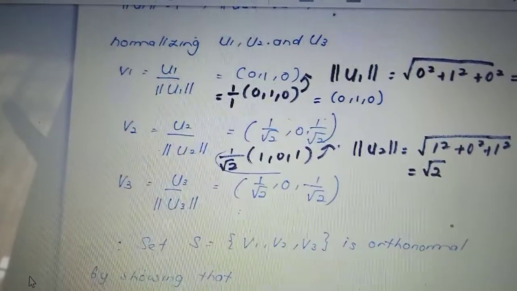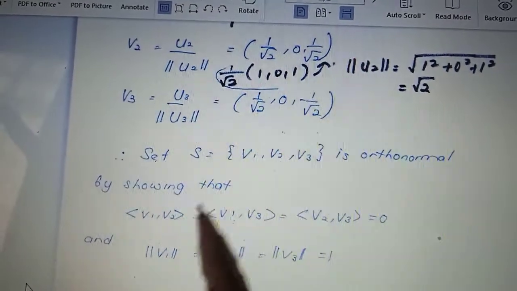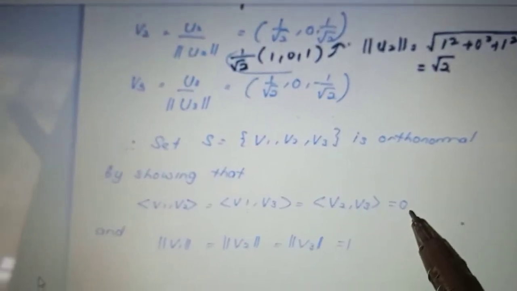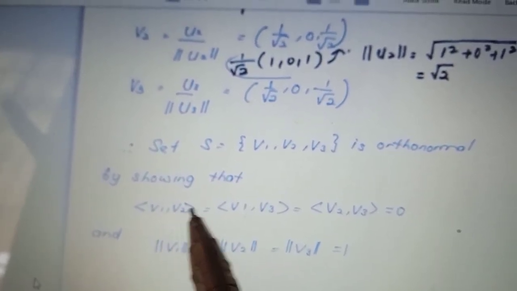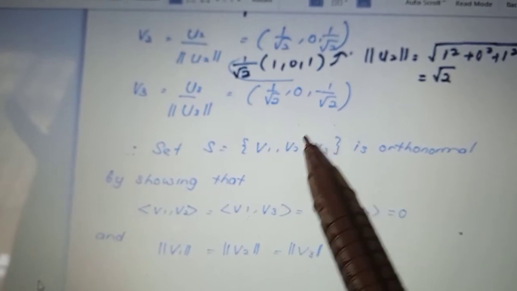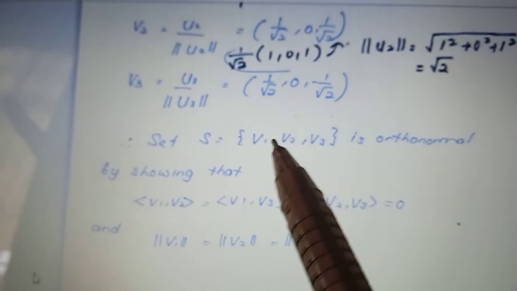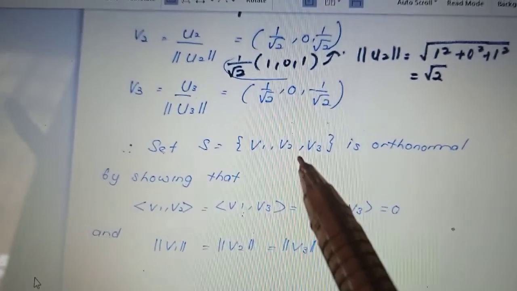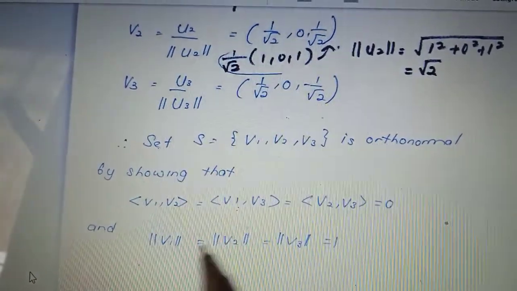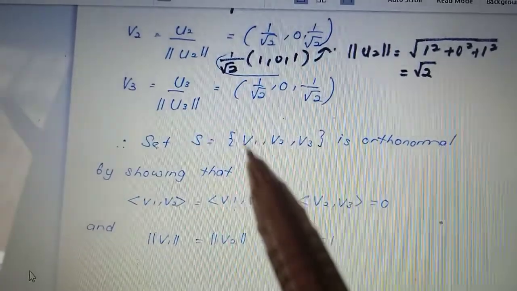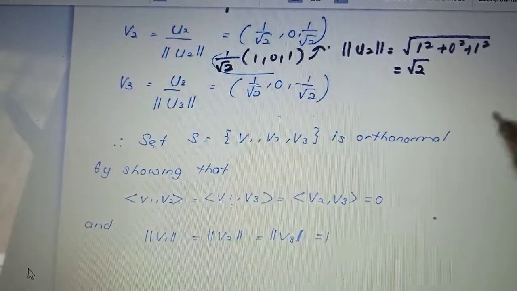We can also further show that the inner product of vi and vj is 0. You can test this one: the inner product of v1 with v2, v1 with v3, and v2 with v3 is 0. Also, the norm of each vi, norm of v1, norm of v2, norm of v3, must always be 1. So this one is proven, and this one is proven. So it is realized that v1, v2, v3 is an orthonormal set of vectors.